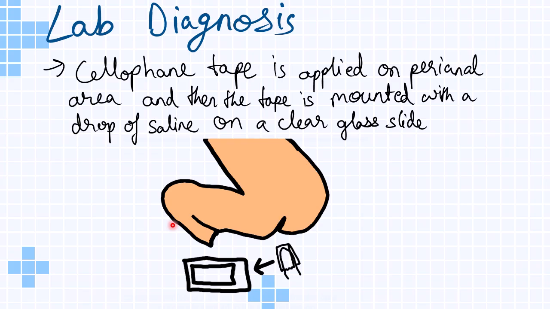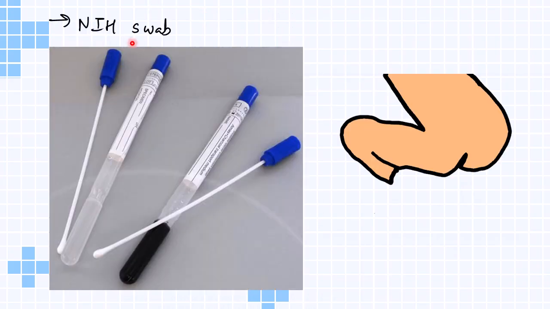Another useful sampling method is the NIH Swab technique. The NIH Swab is another method used to collect eggs from the perianal region. The collected specimen is examined under the microscope to identify the characteristic eggs of Enterobius vermicularis.